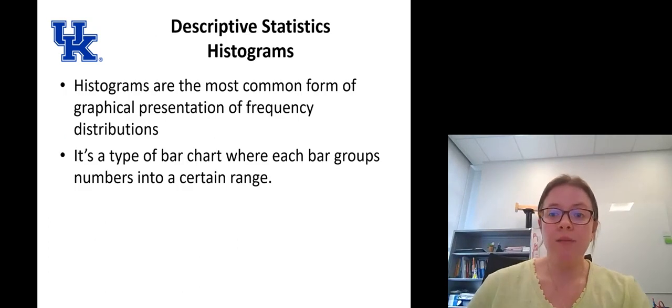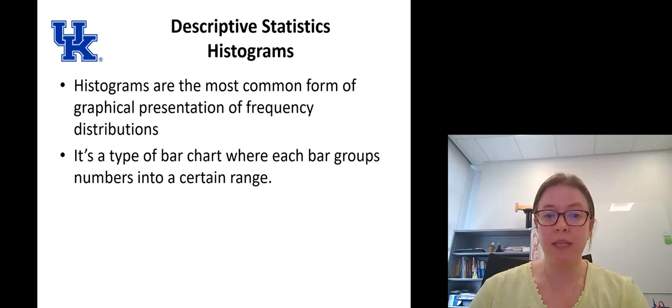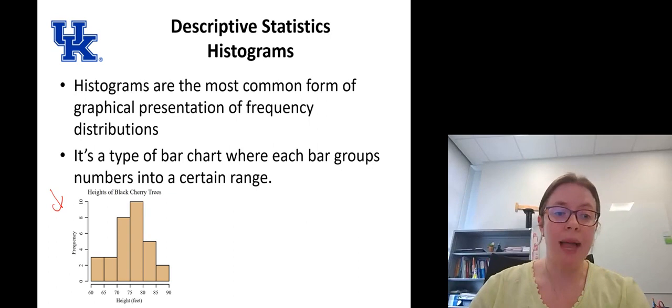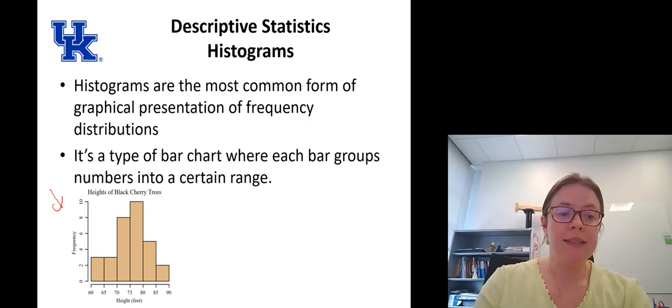All right, so histograms are also commonly used in descriptive statistics to represent a frequency distribution. What is a frequency distribution? Well, it's a type of bar chart where each bar groups numbers into a certain range. So for example, in this histogram, we have the heights of black cherry trees. On the x-axis, we have different ranges, so 60 to 65, 65 to 70, 70 to 75, etc. Those are values in feet. And then on the y-axis, we see our frequency.